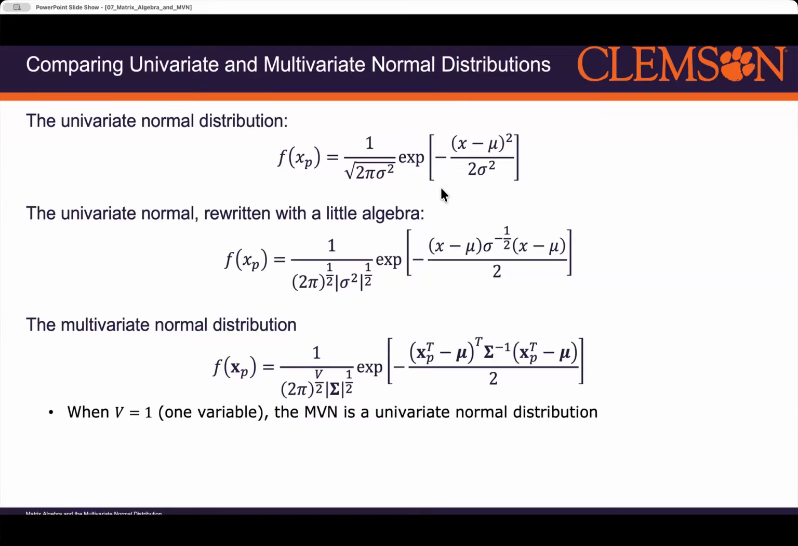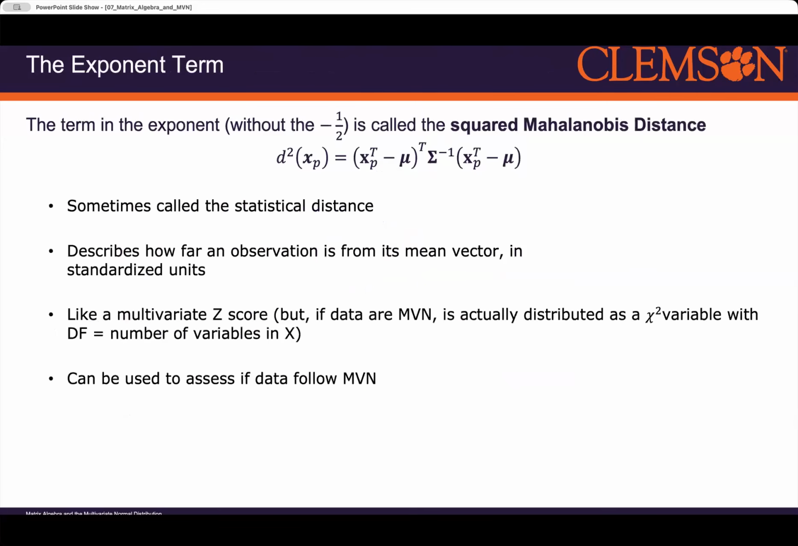Now you can start to see where each of these components goes in our matrix algebra, in our multivariate normal. Here, the covariance matrix determinant is raised to the 1/2 power. That is similar. Now we actually have multiple variables, so that's where the v over 2 shows up, and we get our term in the exponent as well. The key in all this is if we only have one variable, our multivariate normal distribution is a univariate normal distribution. So that's nice to know.